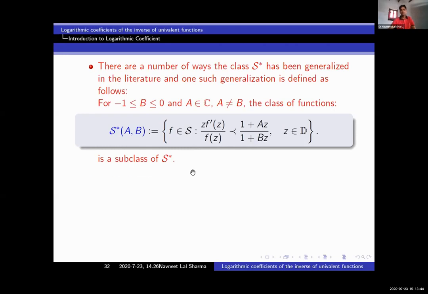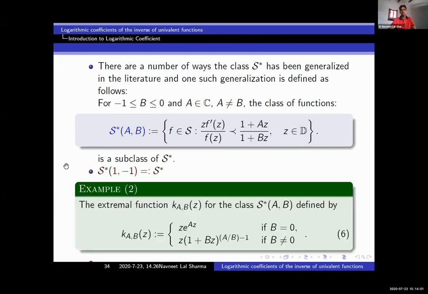In particular, if I take the value A equal to 1 and B equal to -1, then we will get the class of starlike functions. That means zf'/f is subordinate to (1+z)/(1-z). That is, this is equal to the real part of zf'/f greater than 0. And the Koebe function is an extremal function for the class S*(A,B).